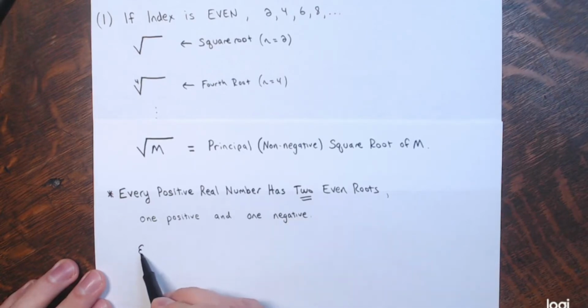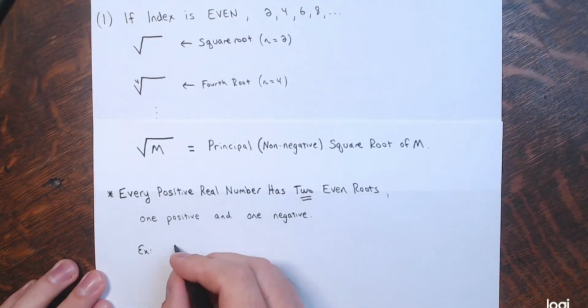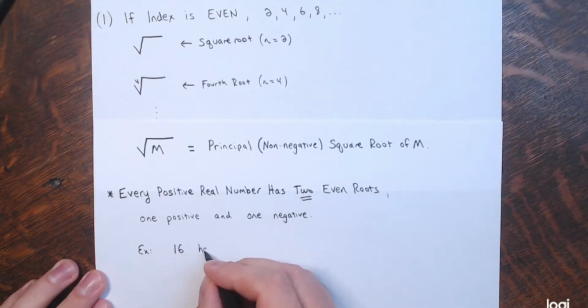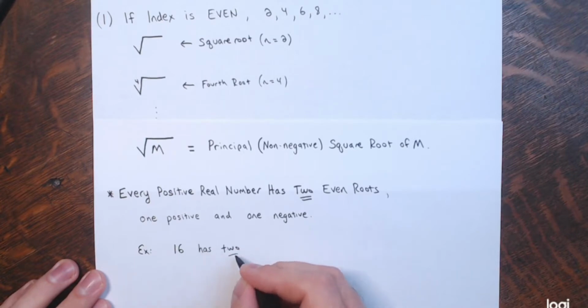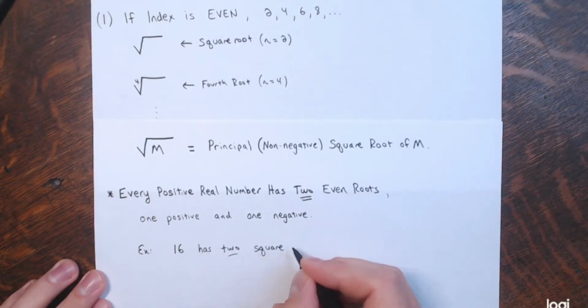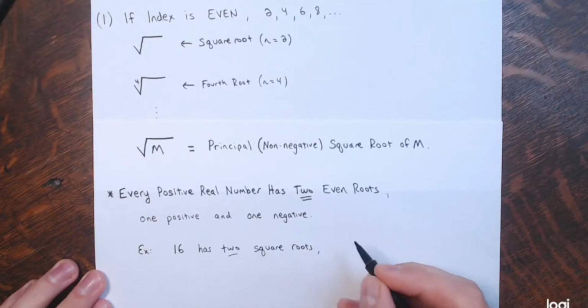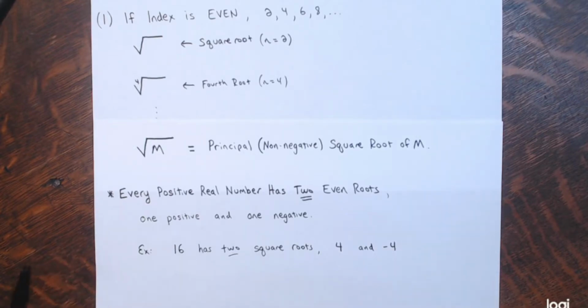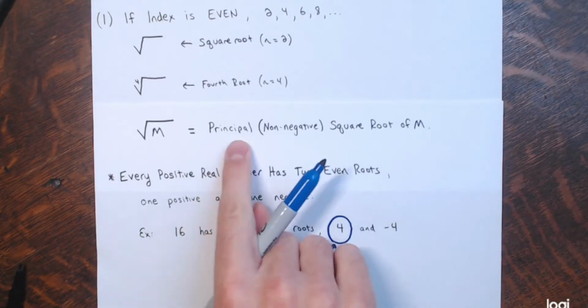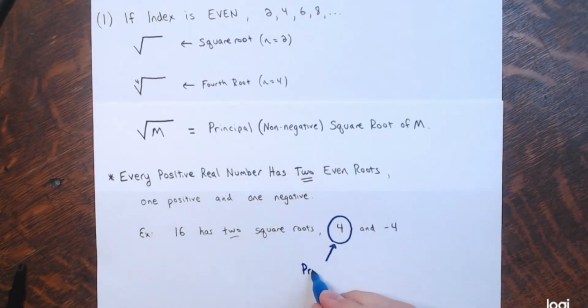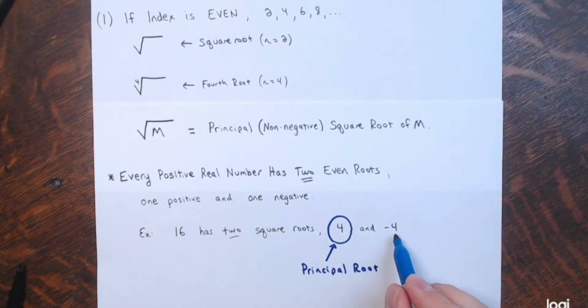For example, 16 has 2 square roots, and those would be 4 and negative 4. The one that's not negative, the 4, that's called the principal square root. The other one is the negative root.